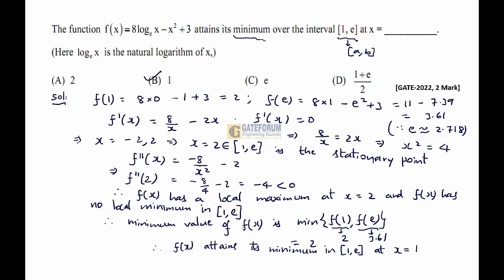Accordingly, the option is B. The minimum value is 2, but this 2 is obtained at x equal to 1. So finally, option B is the answer. This is the end of the question.